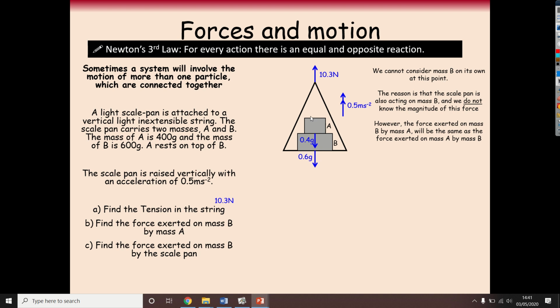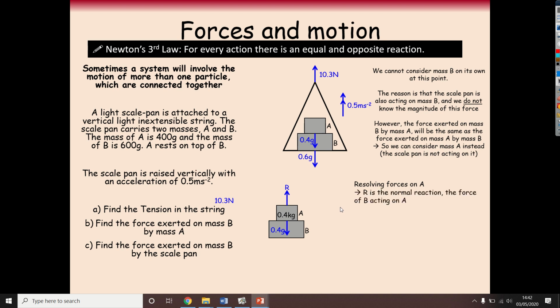However, what we can do is look at mass A, which is exerting a force on mass B, and B is exerting a force back on A with the same amount. So we're going to look at mass A. It helps to draw a picture to see what's going on, maybe draw it a bit bigger when you make some notes. A has a weight, 0.4 g still, and then B is exerting a force on block A, which we don't know yet. Okay, that's the normal reaction force there. So we've also got this acceleration of 0.5. We can put that on there as well.